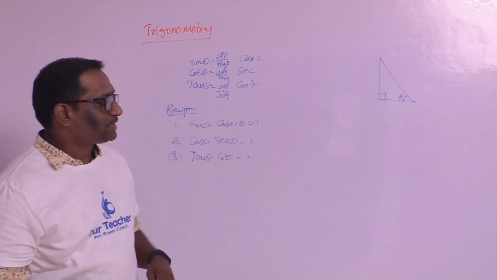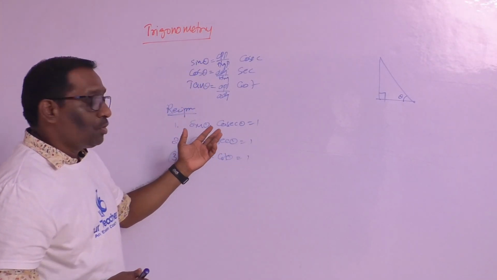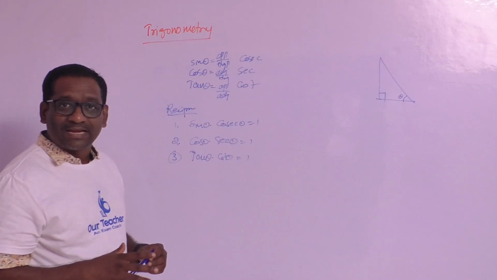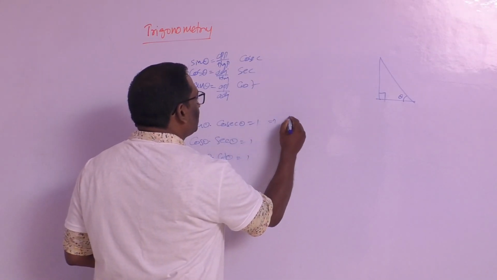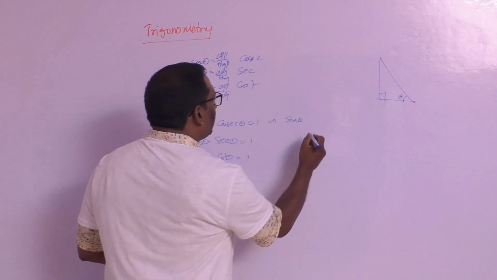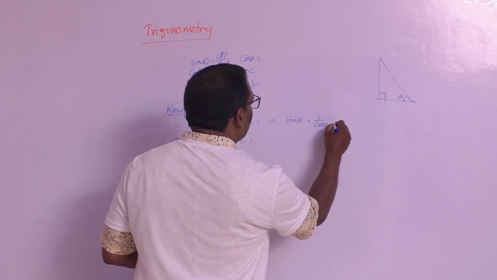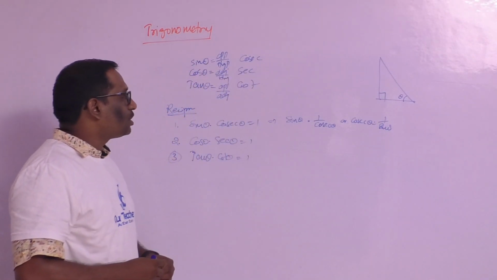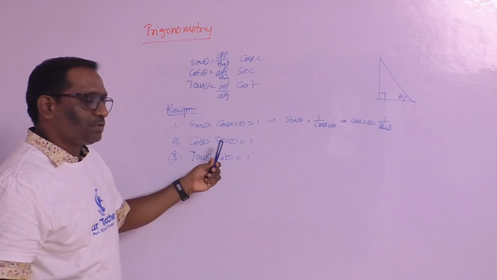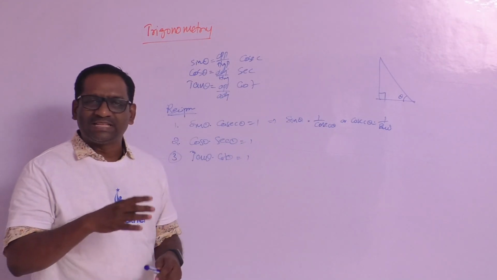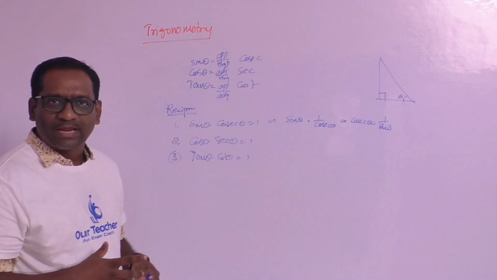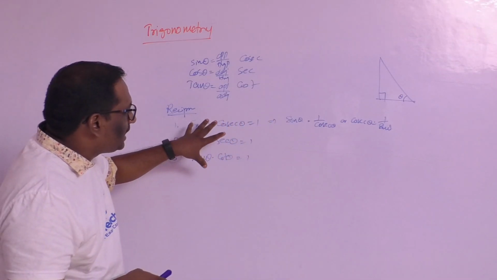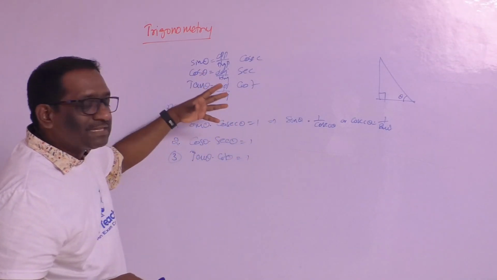From these equations we can find two more formulae. Sin theta is equal to 1 by cosecant theta, or cosecant theta is equal to 1 by sin theta. In the same way we can write the other two. Each and every value is a reciprocal here, a multiplicative inverse. With the help of these three formulae we will solve many sums.